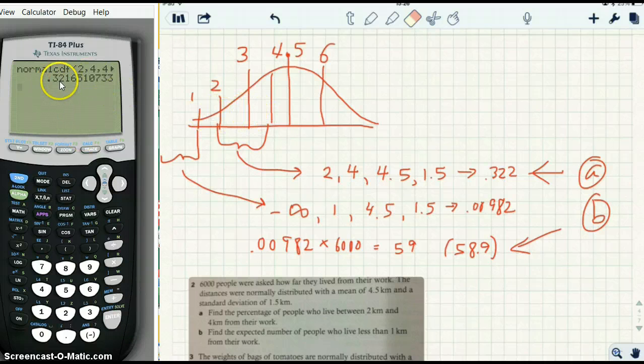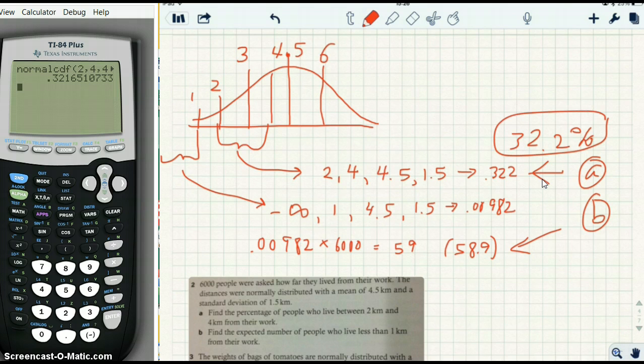I had guessed about 30%. It's about 32%, 0.322. So it asks, find the percentage of people who live between 2 kilometers and 4 kilometers of work. I put 0.322 here. Actually, I should put 32.2%. Okay? Because they asked for percent, not for decimal.